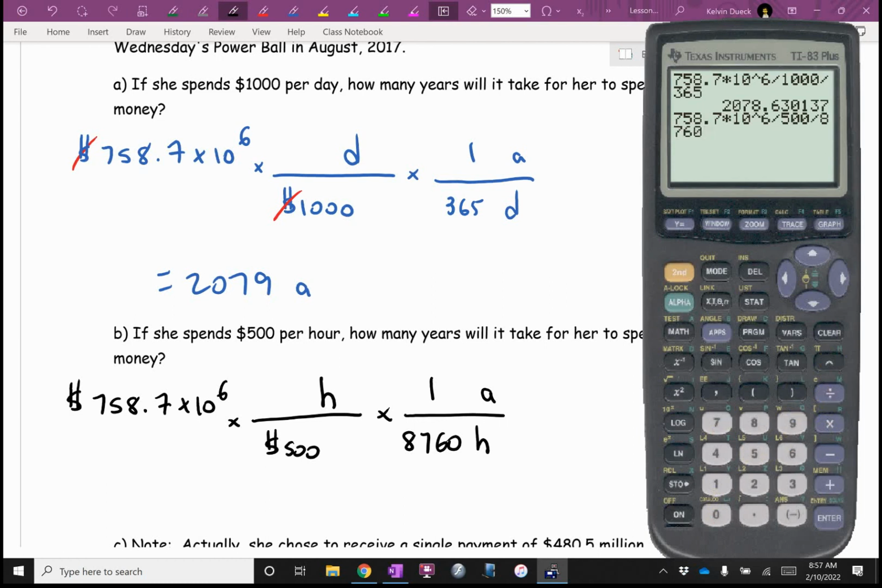If she spends $500 every hour, 24/7, not stopping to eat or sleep, can she spend this amount of money in her lifetime? No. 173 years.